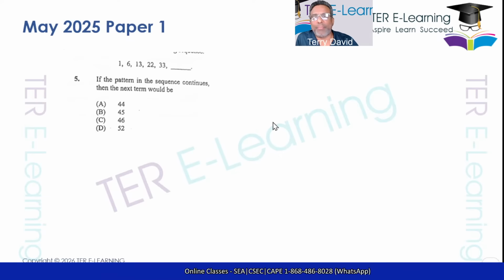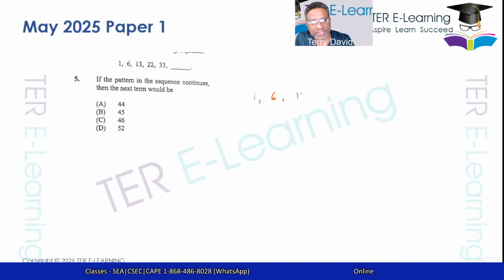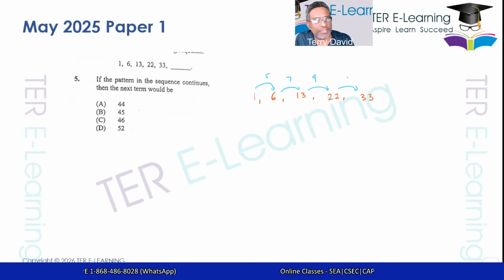Number 5, we have a pattern. I think we saw the same one last night. We have 1, 6, 13, 22, 33. In this case I will look to see what the increase is. We increase by 5, by 7, by 9, by 11. So the next increase is going to be 13 because we increase in terms of odd numbers. So we just need to take 33 and add it to 13, so we're going to get 46. All right, so the answer is going to be C.